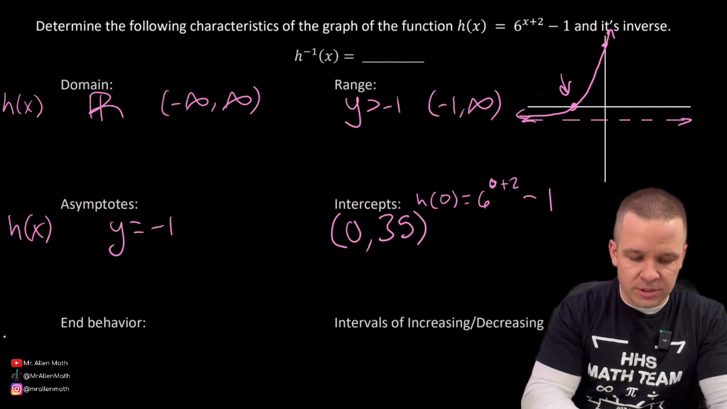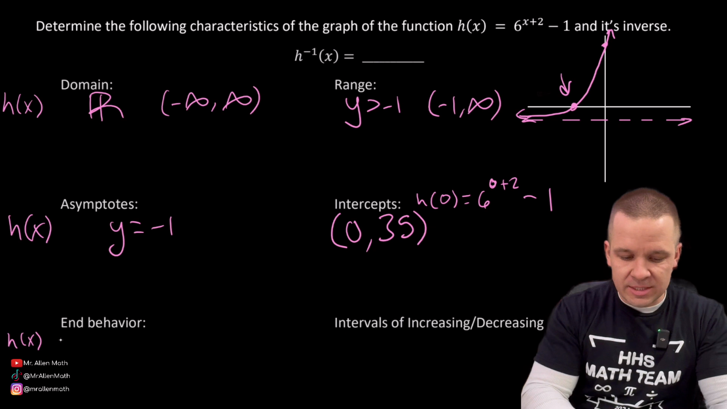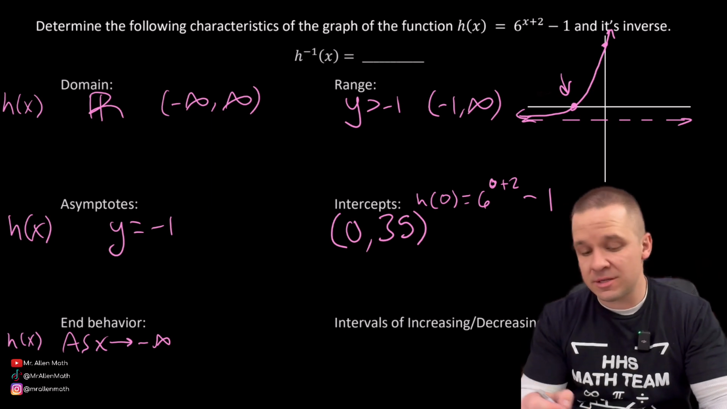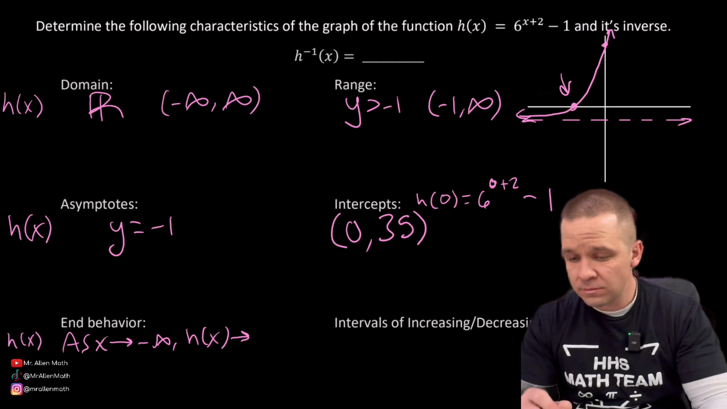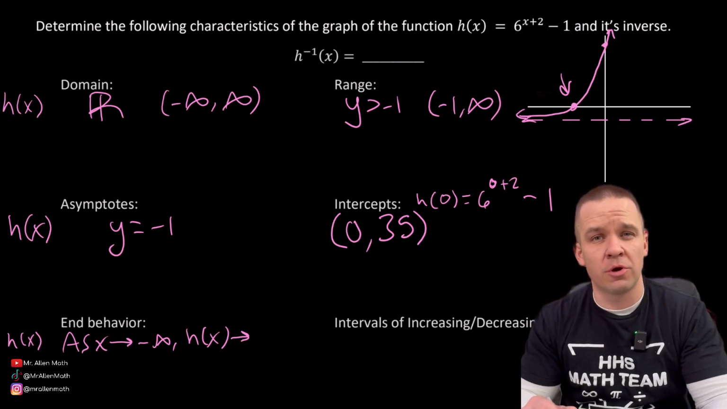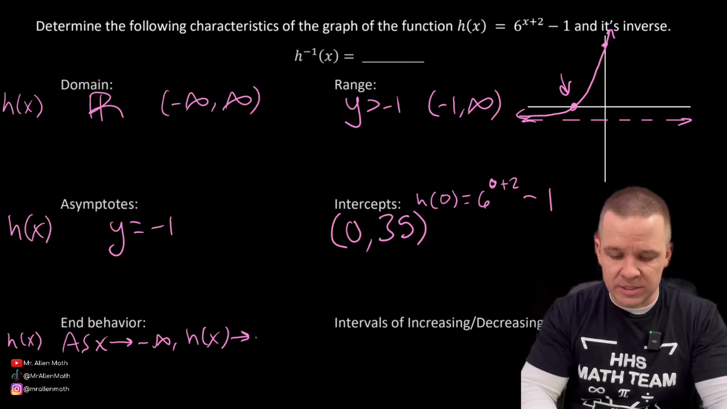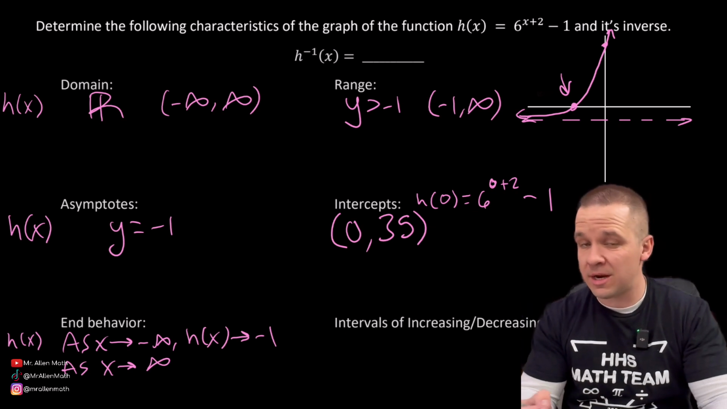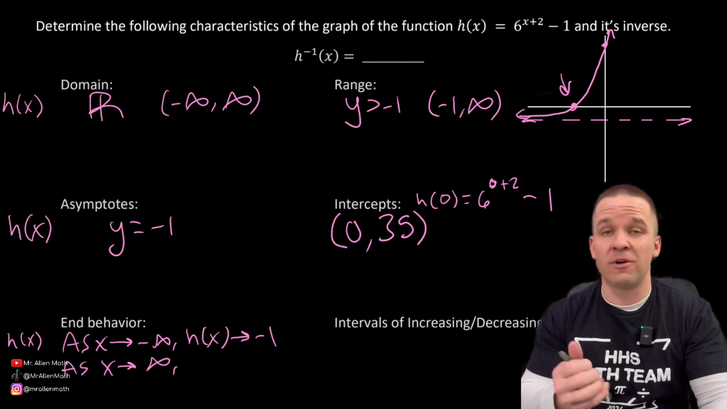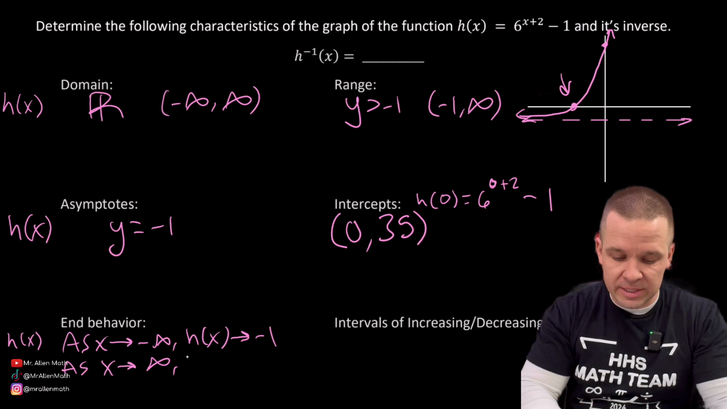Now, end behavior here, what's it doing as we go to -infinity? As x approaches -infinity, h of x is approaching -1. It's approaching that horizontal asymptote. And as x is approaching positive infinity, as it goes to the right side of the graph, that function's going up. H of x is approaching positive infinity.